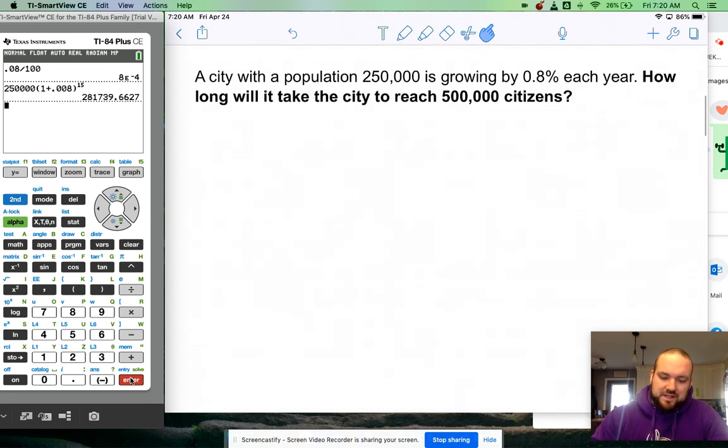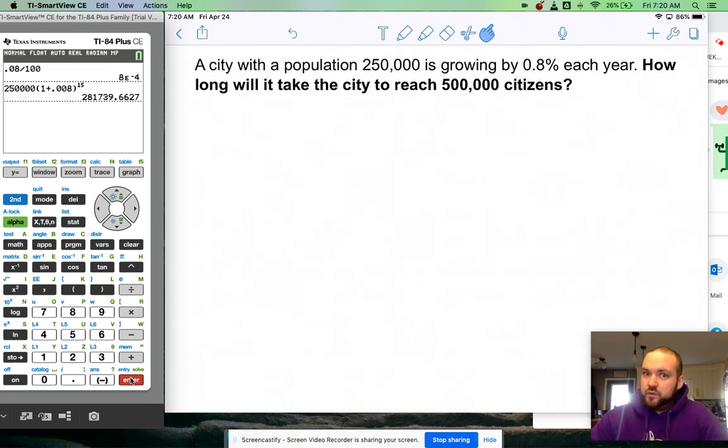What we're going to look at today is a question like this. We're not going to answer this question right now. We're going to wait till the end. But if that same city was growing by 0.8% per year, how long will it take to reach 500,000 citizens? How many years will it take to get to 500,000? And we're going to learn how to solve things like that today.